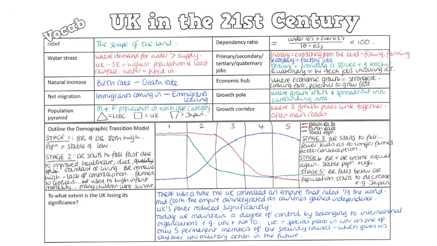Population pyramids, this is where you've got the male on one side, female on the other side, number of people in each age category across that country. For an LIDC, it tends to be a pyramid shape with a high birth rate at the bottom, but also a high death rate as you come up the age categories, and a lower top end, a lower life expectancy.